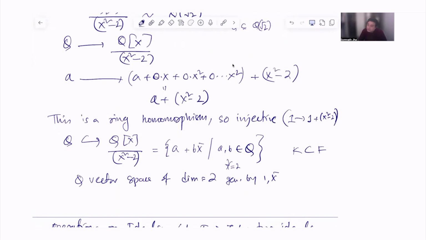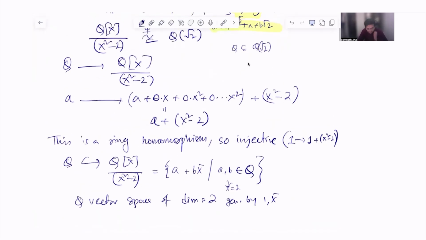If you have a field that contains another field, there is a containment. This bigger field is a vector space over the smaller field. Since Q is contained inside Q[x] mod x square minus 2, then Q[x] mod x square minus 2 is a vector space. And I'm asking, what is the dimension of this vector space? The dimension of this vector space is nothing but 2, with basis 1 and x bar. So these are the things we'll remember.